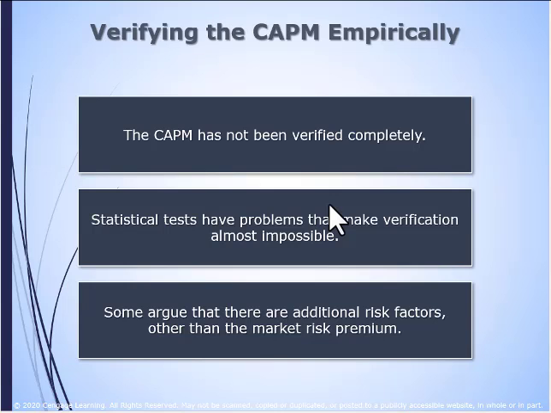So what do we know about the capital asset pricing model? It hasn't been completely verified. It has some issues. There are some problems that make this overall verification difficult. Some argue that there are additional factors other than just market risk. And that's the contention now, especially when you think about investing in stocks, that there are other variables that should be added to the formula.